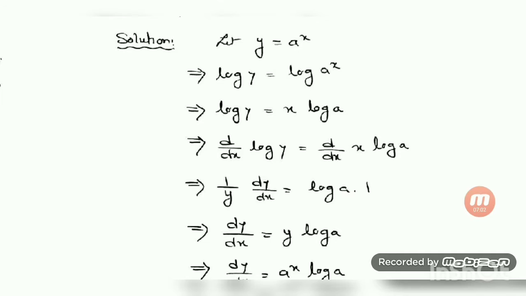After this, we have to take d/dx on both sides. So d/dx of log y is equal to d/dx of x log a. Isn't it? So thinking of y as a function of x, the next step d/dx you have to do. Log x formula is 1 by x. So it will be 1 by y into dy/dx. Log a is a constant. It will come out of the derivative and d/dx of x is equal to 1.